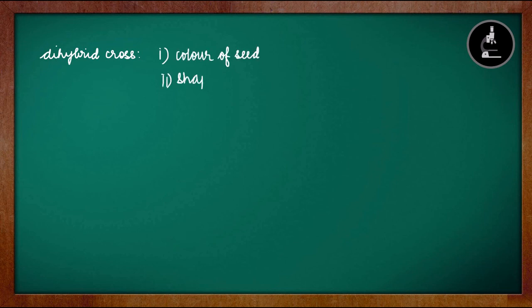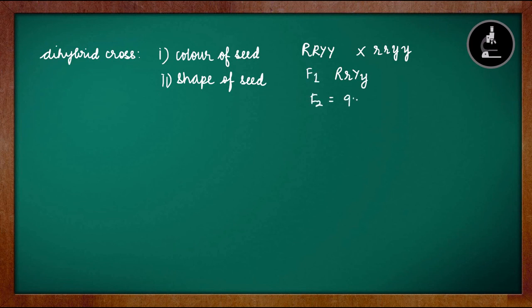Now let us quickly recall what we have seen in this video. We have started with a dihybrid cross, a cross which involves the study or analysis of 2 characters. Here we studied the 2 characters as the color of the seed and shape of the seed. Then we discussed the cross, where first we took capital R, capital R, capital Y, capital Y. We crossed it with small r, small r, small y, small y. Then we got the F1 generation, capital R, small r, capital Y, small y. Then finally in the F2 generation, we got the ratio of 9:3:3:1.